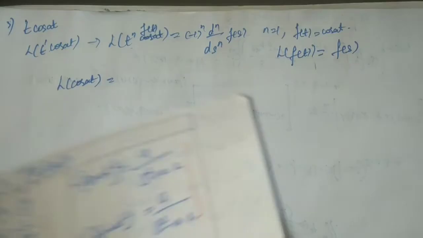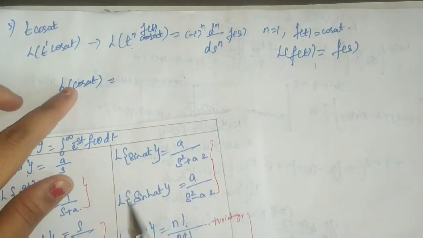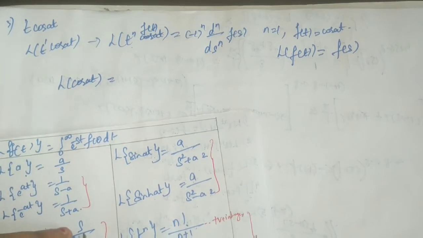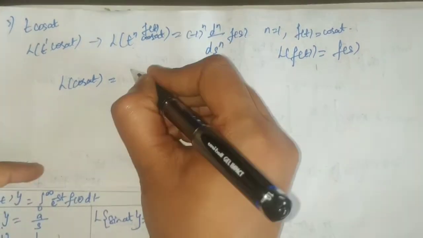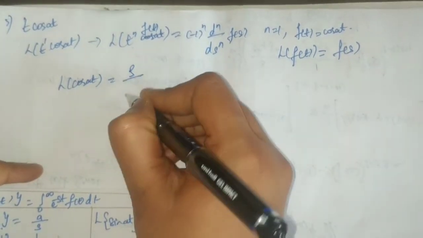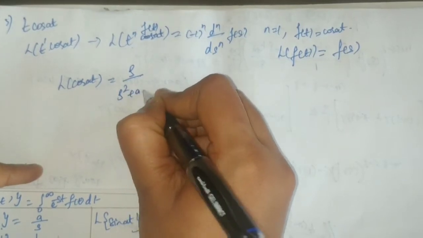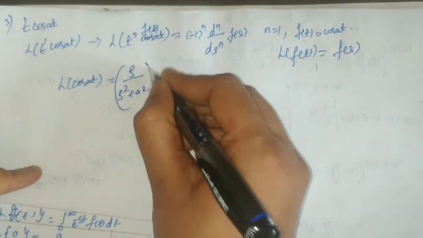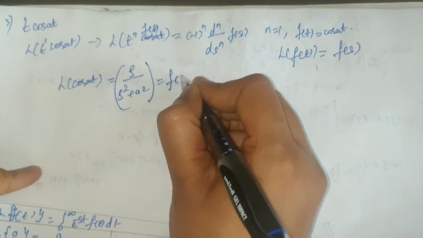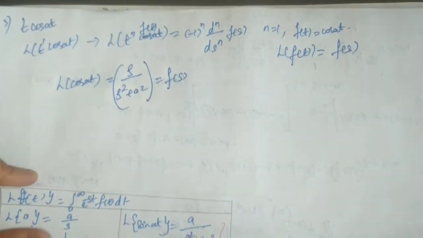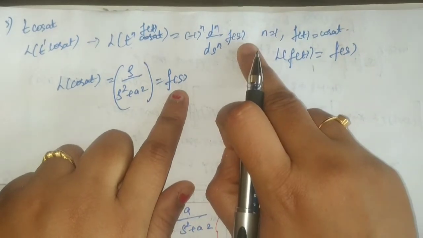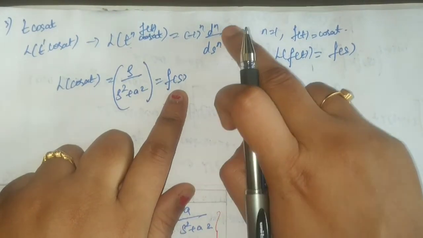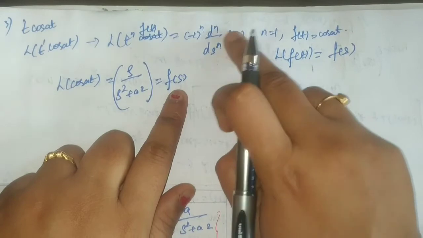As we all know, the Laplace transform of cos at, since it is a cos function, we will have s in the numerator and it is just a cos function, so it is positive. So it is s by s square plus a square. This is what we call F of s. This F of s needs to be substituted in the formula.